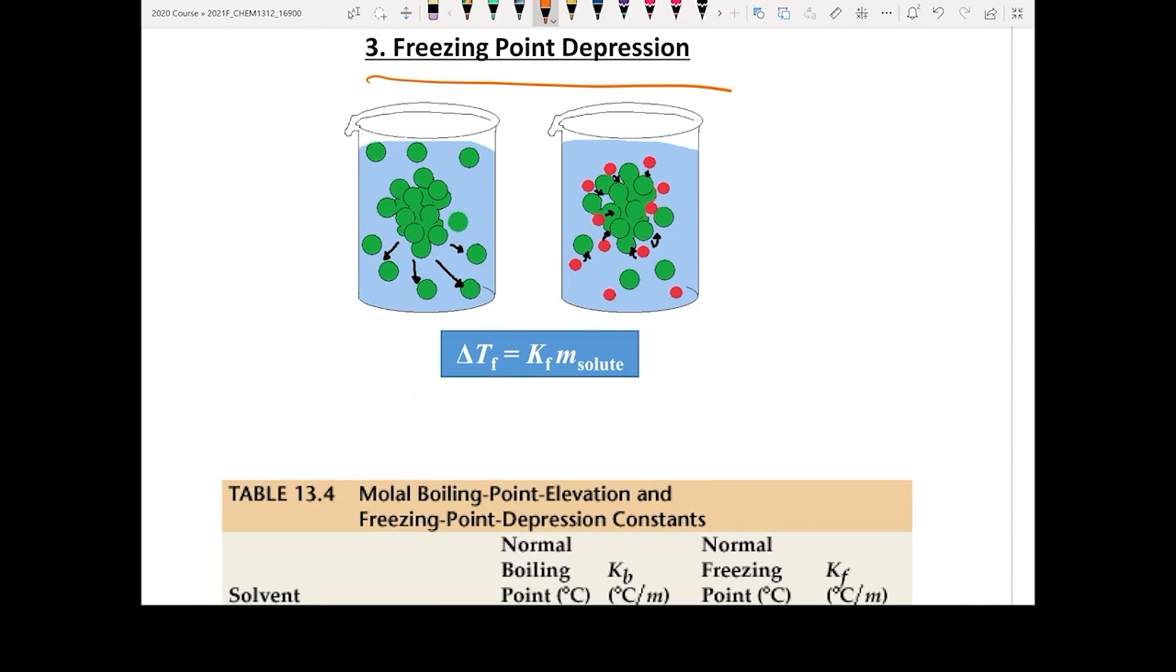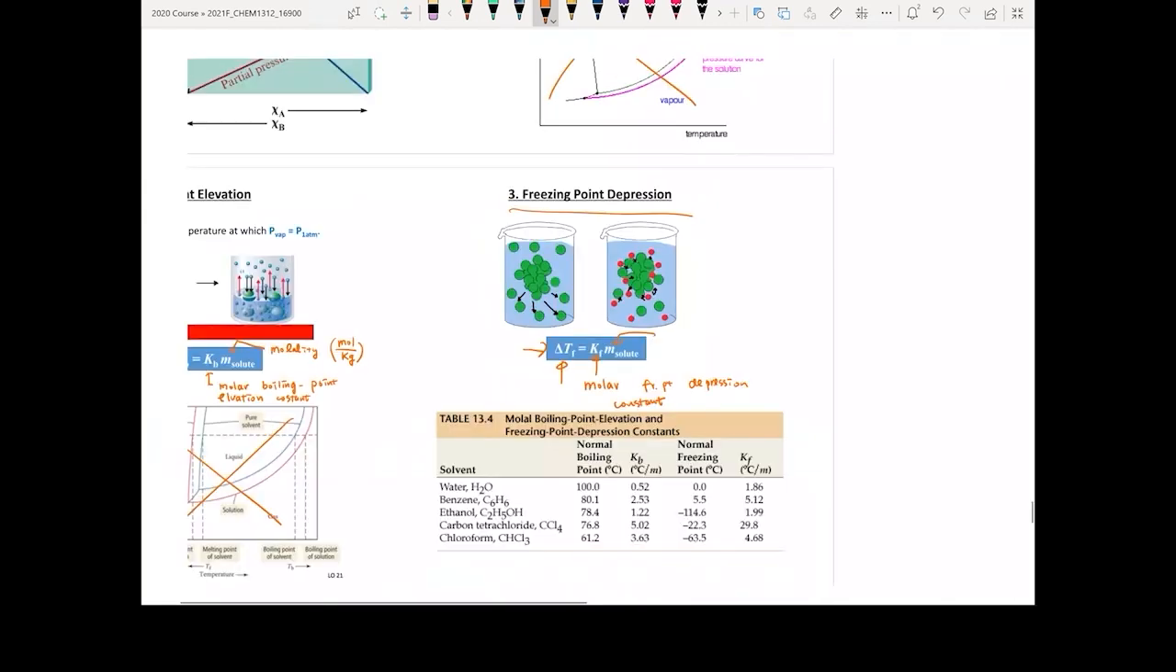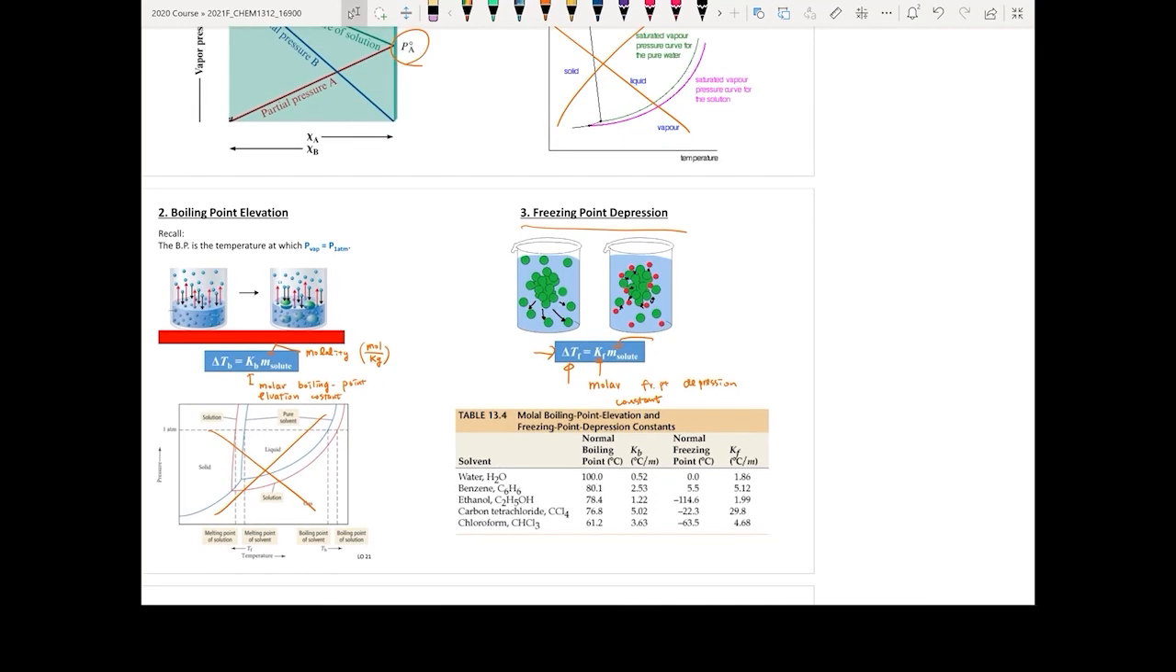Again, to calculate the change of the freezing point of your solution, delta TF is the change of your freezing point. It's going to equal KF. KF again is the molal freezing point depression constant. And the m again is the molality of the solute inside your solution. With those things being said, you know how to calculate the temperature change.